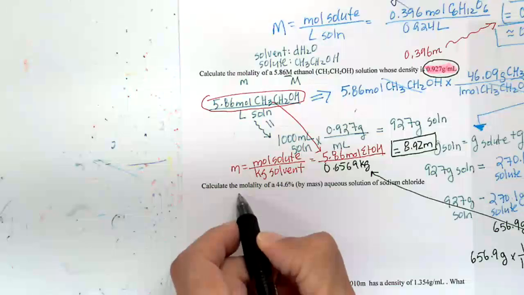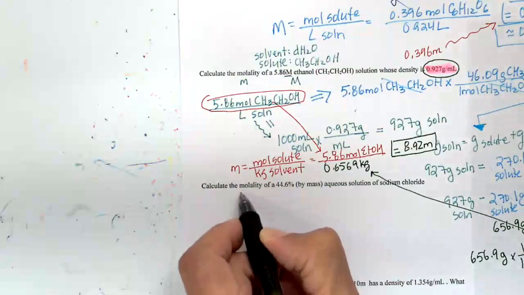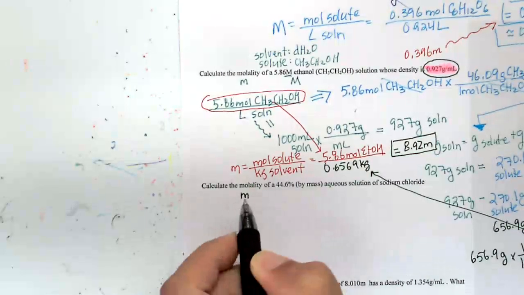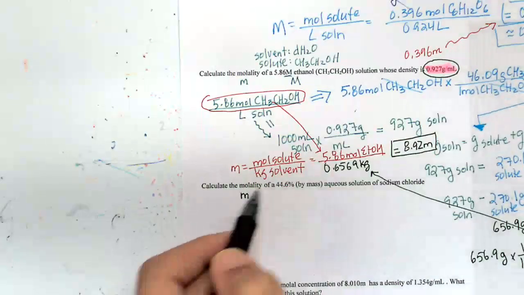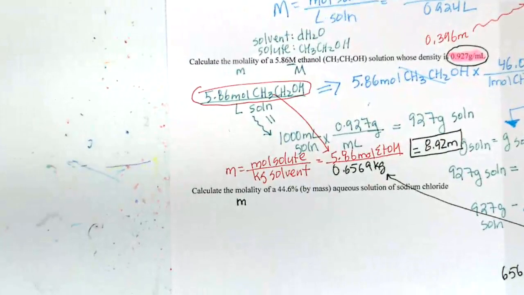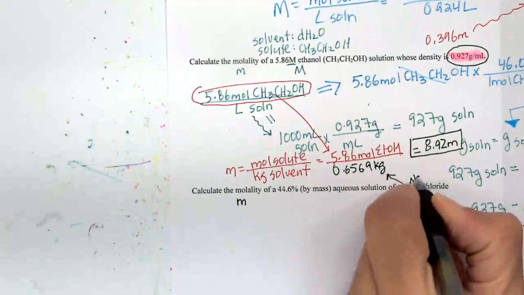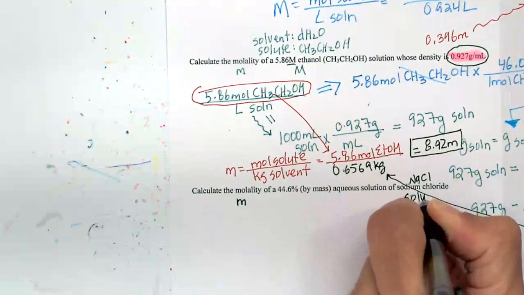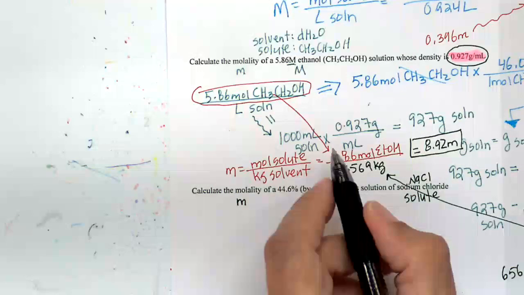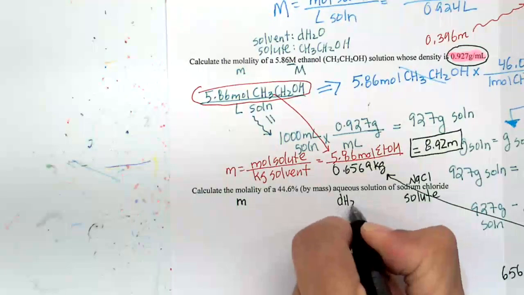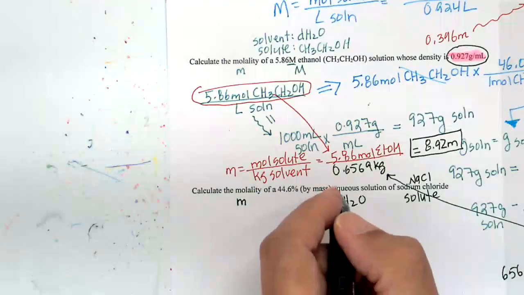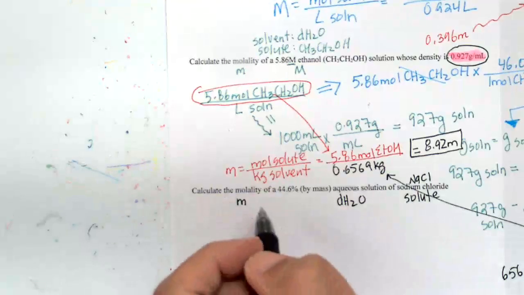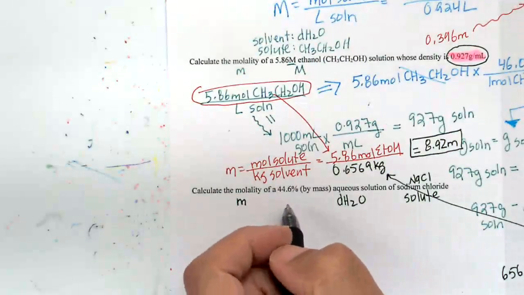And let's go ahead. All right, so this is calculate the molality. Molality is lowercase m of a 44.6% by mass aqueous solution of sodium chloride. All right, so I think this is easy to determine what's the solute and solvent. Okay, what is our solute? Yes, and what is our solvent? Okay, aqueous. Aqueous tells us the solvent is H2O. Very good.